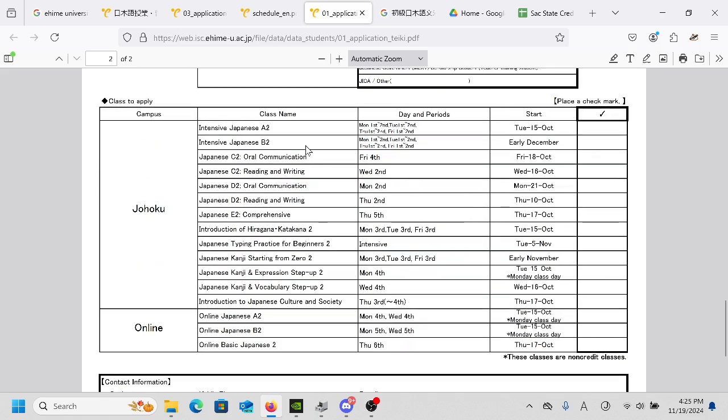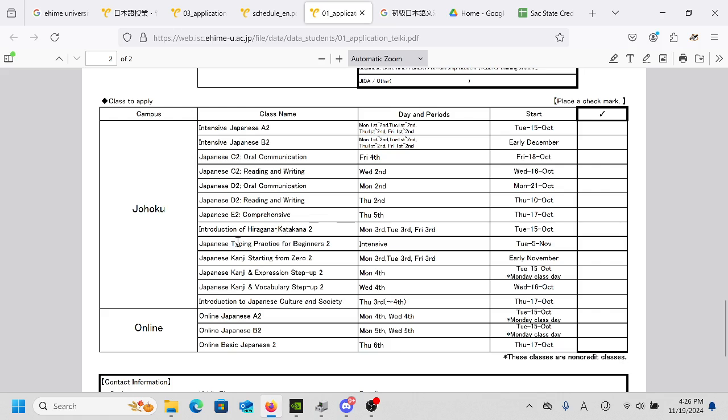So these are all the classes. Intensive Japanese A2 and B2 and online Japanese A2 and B2, you really do not need to worry about them. These are really basic Japanese. If you got to Japanese 2A or 2B at Sac State, you do not need to take these. These are really basic, like using Japanese in certain situations. Online basic Japanese, you do not need that class. Neither Japanese typing practice for beginners or the introduction to hiragana and katakana.